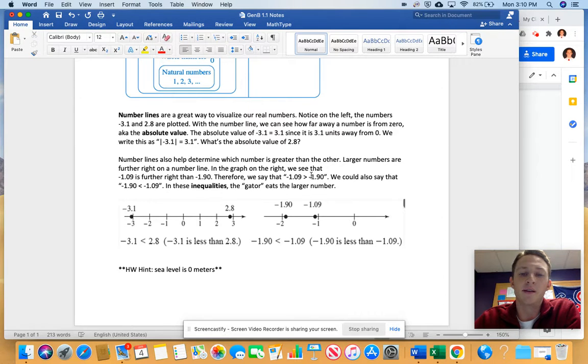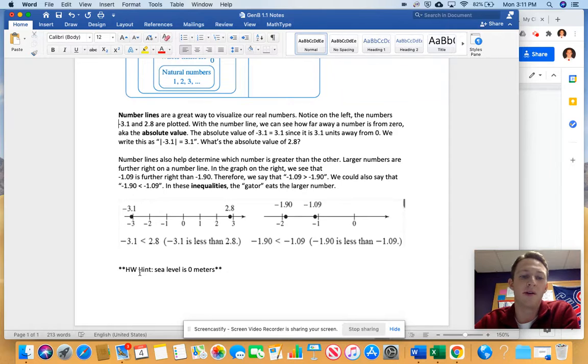And notice in this inequality, so this is an inequality sign, the gator, the inequality sign wants to eat the bigger number. So it wants to eat the negative 1.09. Now down here, they wrote it backwards. They put the smaller number first, but again, the gator is eating the bigger number.